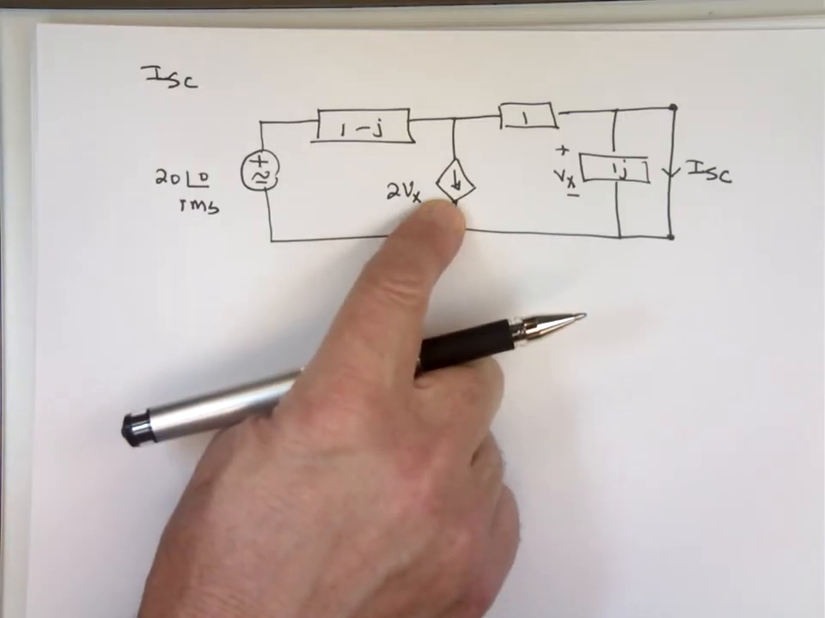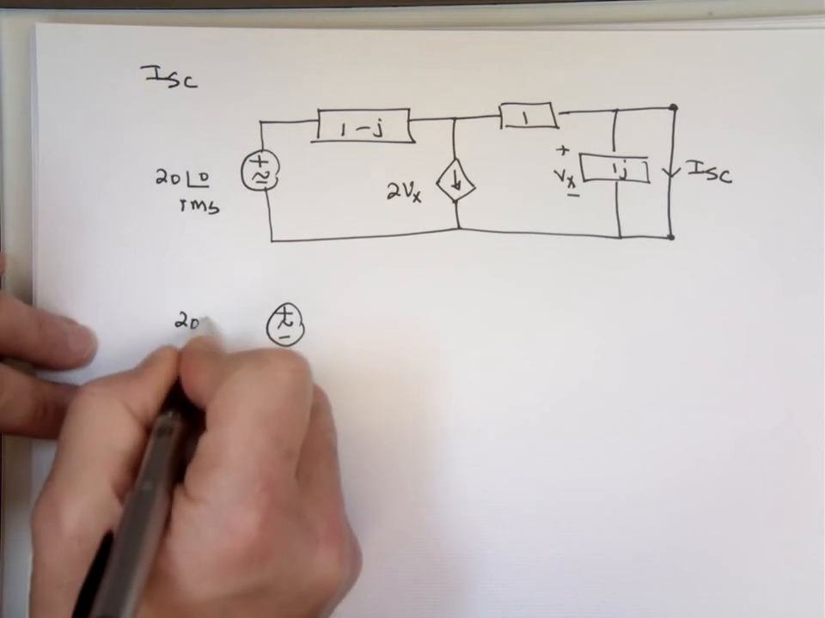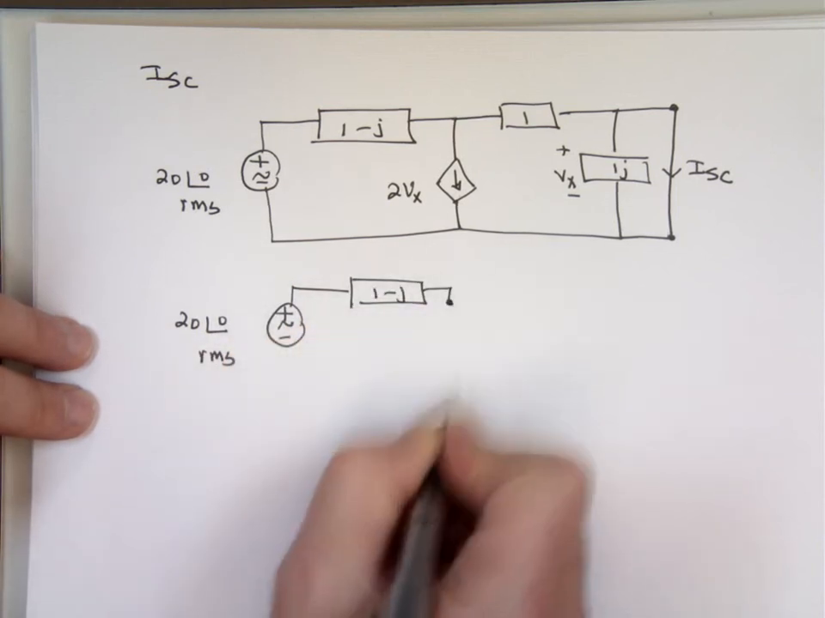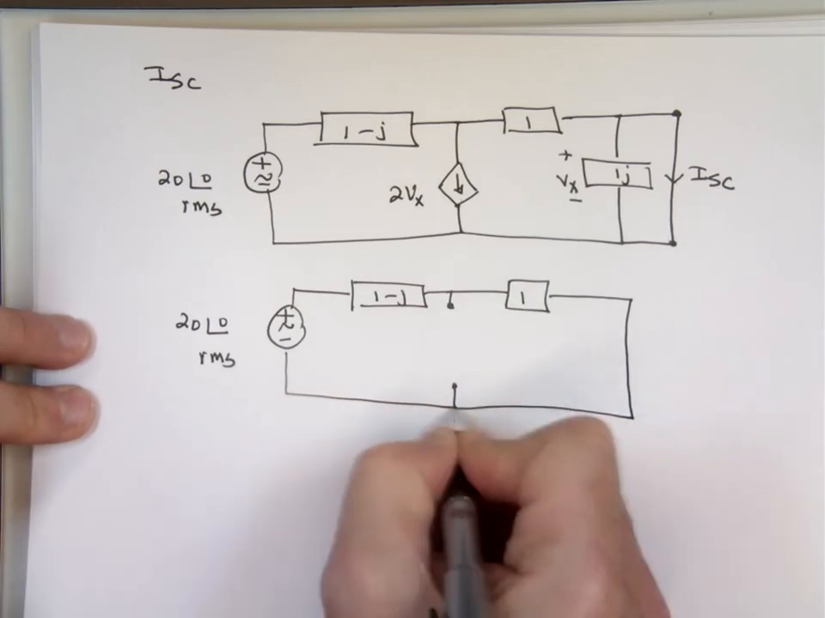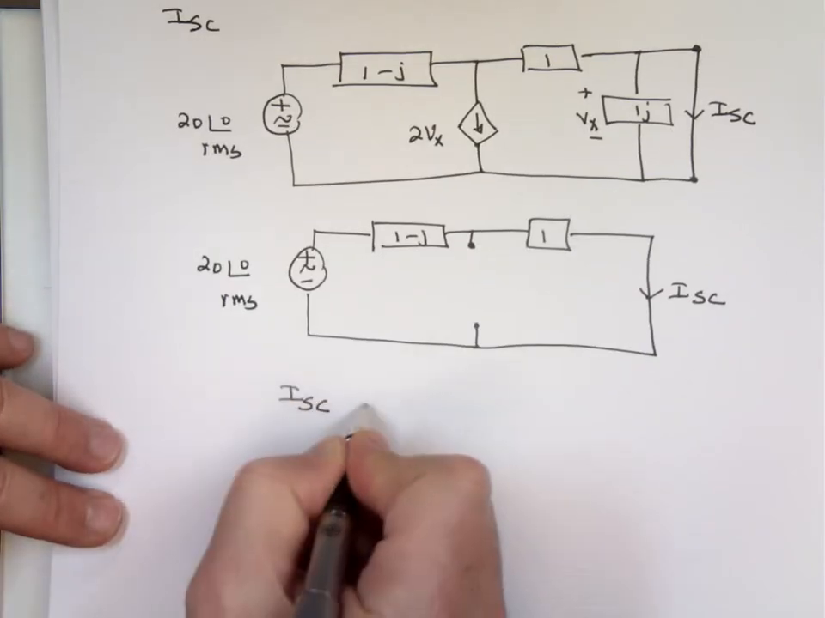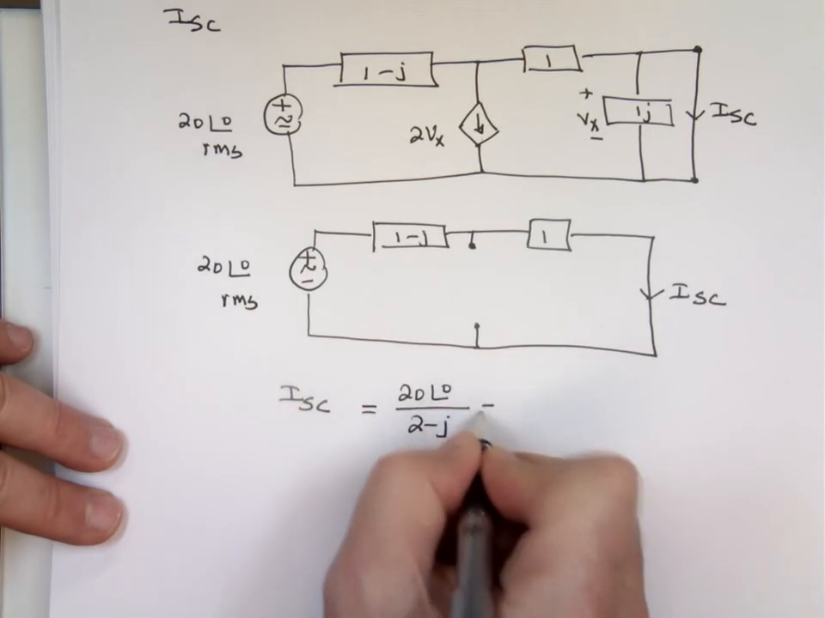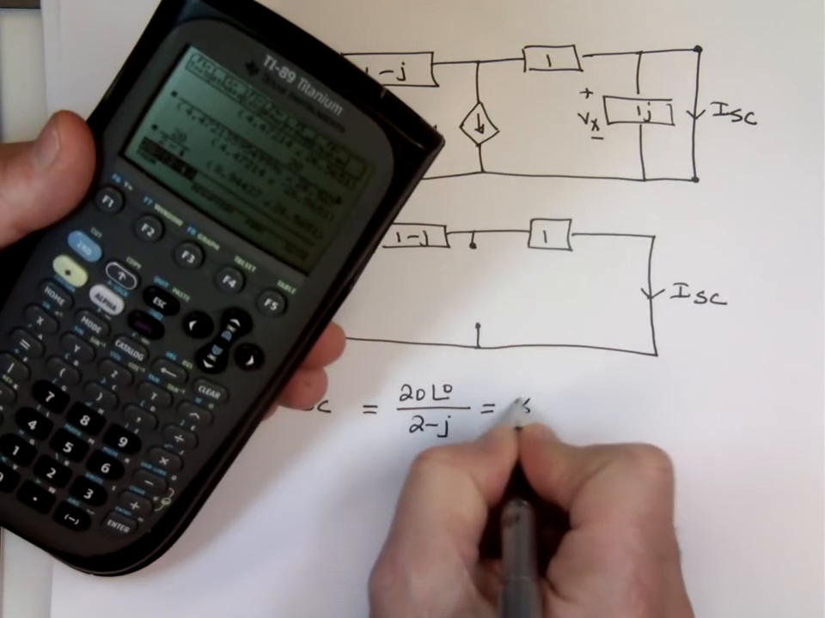And when you kill a current source, it becomes what? Open, not a short. Like this, dangle like this. That's it, it's gone. I short circuit. I can find I short circuit in one step here. It's going to be 20 angle 0 divided by what? 2 minus j? When you add these two, 8.944 angle 26.6.